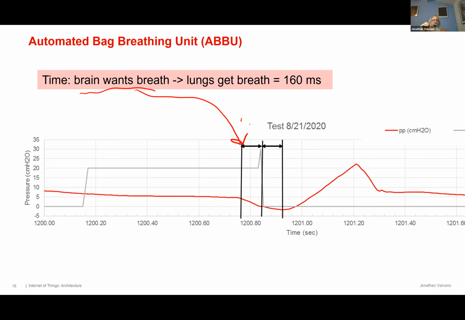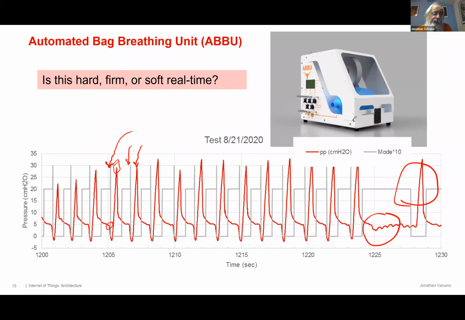Okay. And it takes a certain amount of time, 80 milliseconds or so, for the patient to pull the pressure down to trigger the device, and then another 80 milliseconds, because this is actually the time they're getting air. When there's an inflection point in the pressure, they're getting air. So it's pumping air at that point. But this figure illustrates something about hard real time. You see what it is?